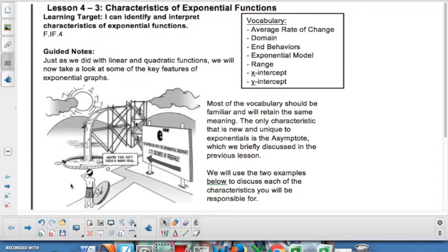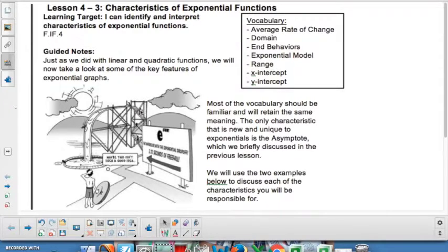All right, lesson 4.3 is on characteristics of exponential functions. Our learning target is that we can identify and interpret characteristics of exponential functions. So as I've said before, this is the third kind of function we've looked at. There are going to be some similarities to linear and quadratic functions. There are also going to be some differences and some things that are unique to exponential functions.